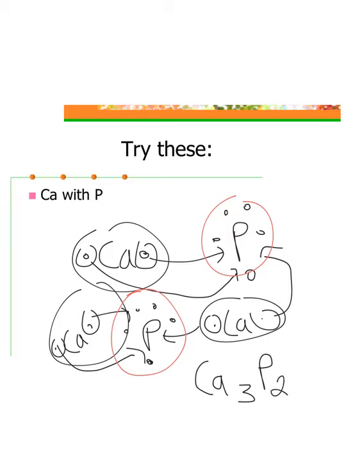Now I have to say what each one of these did. So each of the calciums gave up its 2 electrons. So that means on our charge, we're going to write 2 plus, because remember, if you give them away, you're losing them. Now for phosphorus, each of the phosphorus gained 3 new electrons. And remember, when you gain, that's negative. So Ca with a 2 plus and subscript 3, P with a 3 minus and subscript 2.